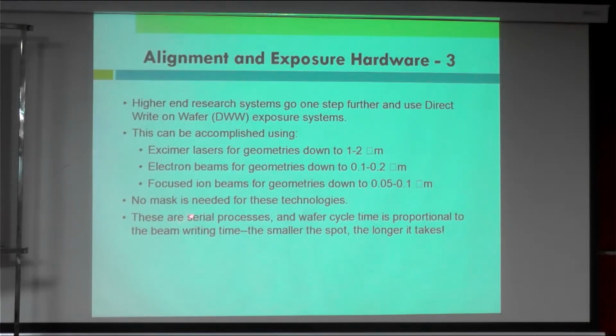photoresist. These are serial processes, and wafer cycle time is proportional to the beam writing time. The smaller the spot, the longer it takes. So it depends on how big your line is. If you are using a line of less than 0.5 micrometer and you want to make a 50 micron feature, that means you have to pass through so many times.